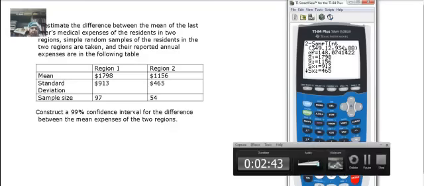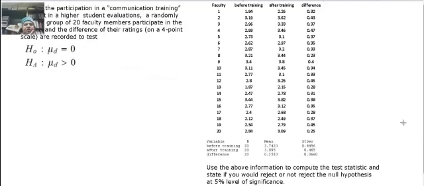Yeah. So let's look at this question here. It says to test if the participation in a communication training will result in a higher student evaluation, a randomly selected group of 20 members participate in a training. And the difference in their student ratings before and after the training are recorded here.